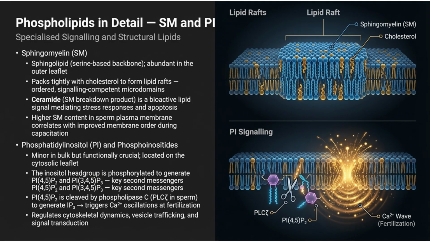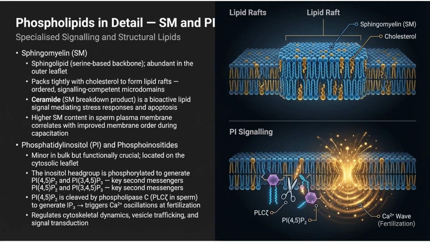This is why calcium ionophore treatment, which artificially triggers calcium release, can rescue oocyte activation failure in assisted reproductive technology cycles where the sperm fails to generate adequate phospholipase C-zeta activity. Understanding this pathway is not academic background knowledge. It is directly relevant to clinical decision-making.